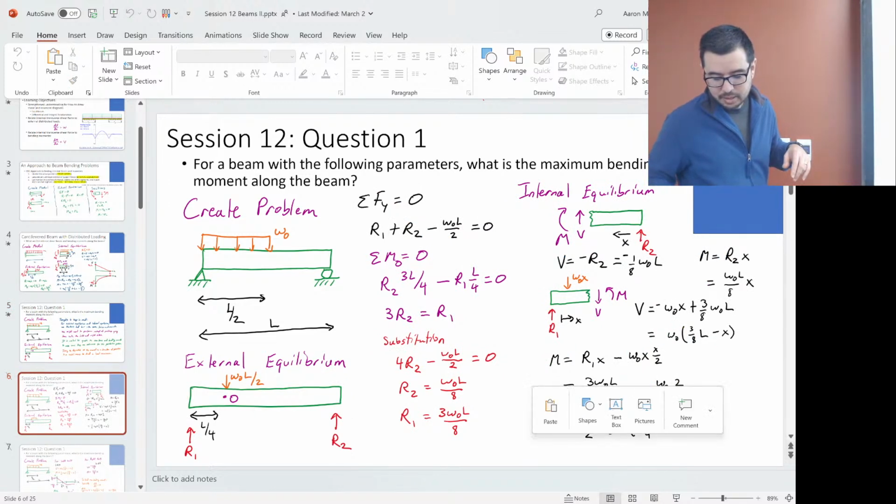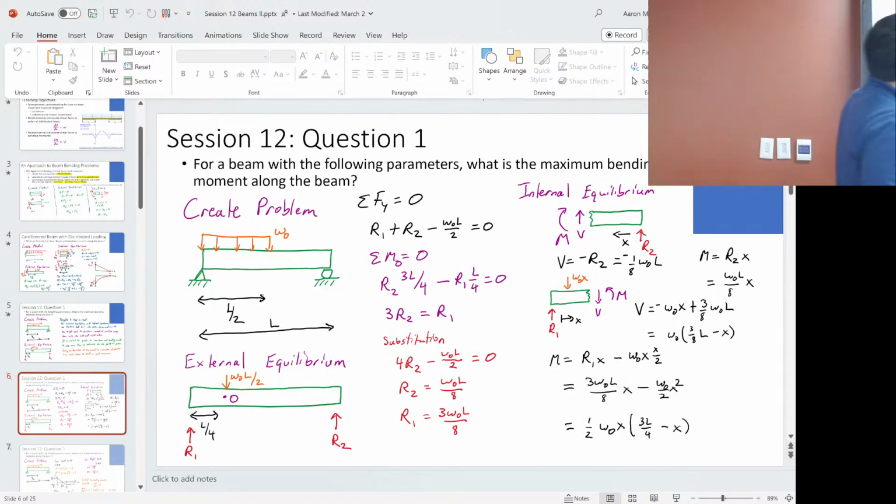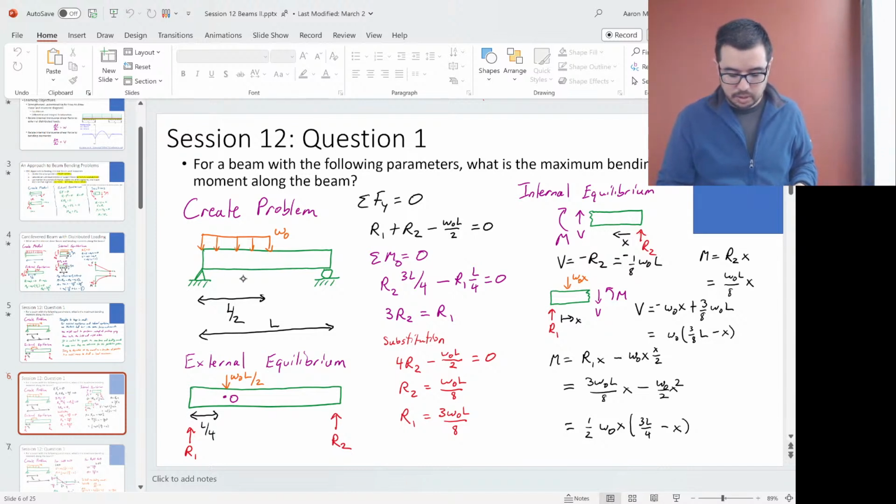Now if we go about and look at this problem with internal equilibrium. First we do external equilibrium, and then we can write out equations for internal equilibrium. When we're doing internal equilibrium, we have two regions we can take a look at. We can look at this region, and we can look at this region.